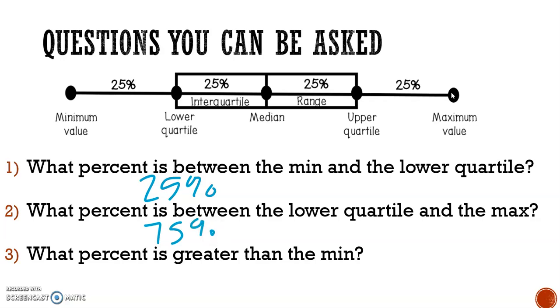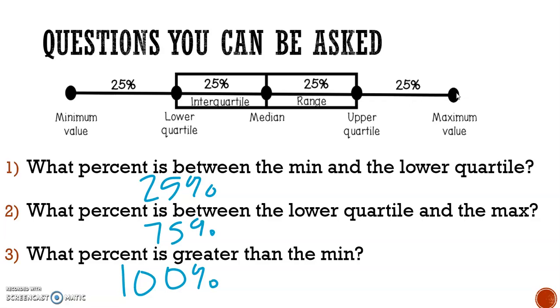And then what percent is greater than the min? So greater means going to the right. So if I find my minimum, I'm going to count to the right. So it's 25, 50, 75, 100%. So 100% of the data is greater than the min.